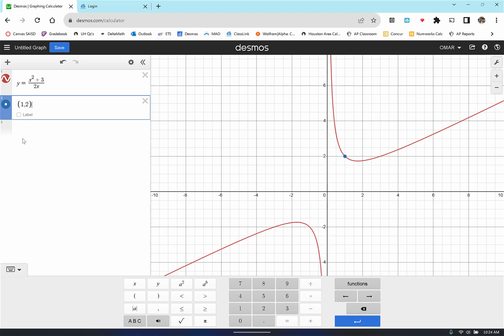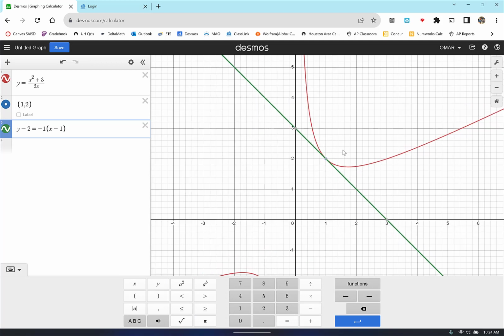Look how my tangent line is going to look. Hopefully by now we have an idea how it's going to look. It's going to look like that, right? All right, give me my tangent equation. Y minus 2 equals negative 1, parenthesis, x minus 1. Look at that. Beautiful. That's a tangent line, guys.